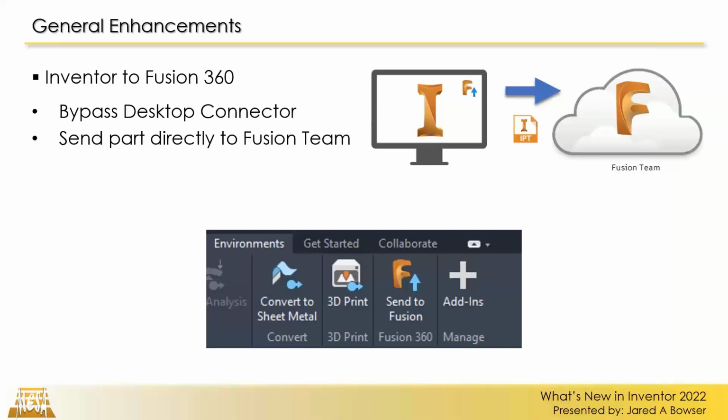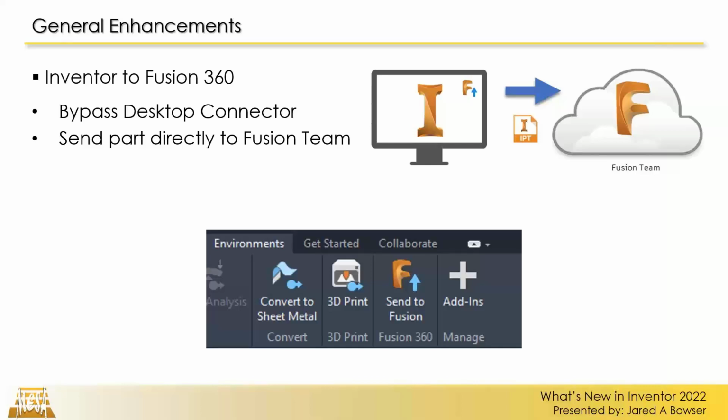There was a nice interoperability enhancement included in this version of the software, and that was working with Inventor and Fusion 360. There are different instances where you might want to use this. Let's say, for example, you're using the generative design functionality of Fusion, but your part's in Inventor. You don't need to go through the Desktop Connector anymore. There's a button right on your Environments tab. You can see the screenshot from my software down here where you can send that file to Fusion. So it bypasses Desktop Connector and gets right into the Fusion team, and then you can work with it on the Fusion side.